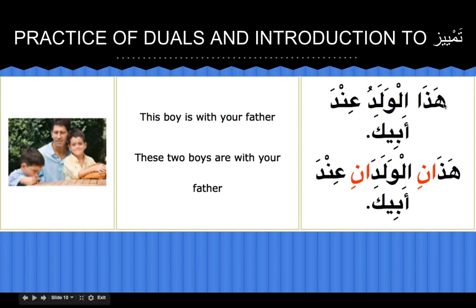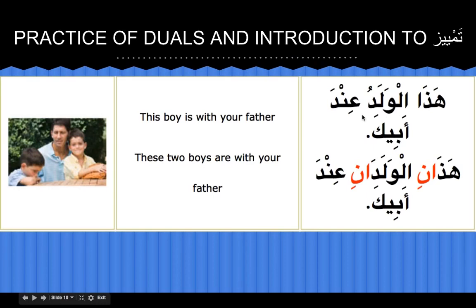Hadal waladu. So now we have badal here. Hada is ismul ishara followed by al. Hadal waladu, this boy. Inda is zarf, shibu jumla khabar, and what comes after zarf is mudaf ilayhi. So what do we have? Mudaf ilayhi here is abi. Abi is from asma al khamsa. The sign of majroor is al ya'u, and wahuwa mudaf, and ka is mudaf ilayhi.